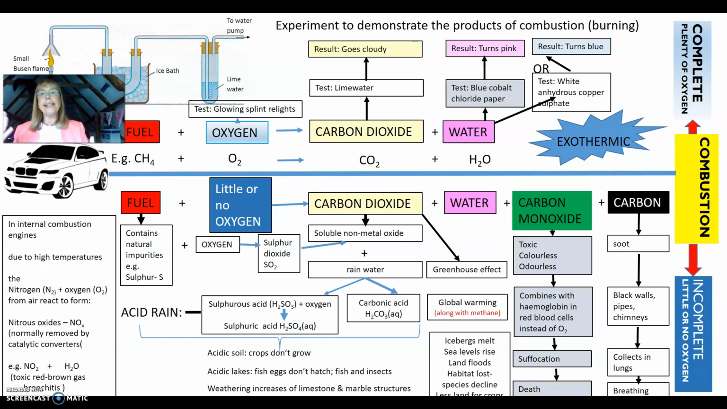And the problem with that is nitrogen plus oxygen produces nitrous oxides. Now, these are the gases that are removed by your catalytic converter in your car. But if it's not removed, and if some are released into the atmosphere, the nitrogen dioxide, NO2, which is a toxic reddish-brown gas, causes things like bronchitis. It irritates your lungs again.